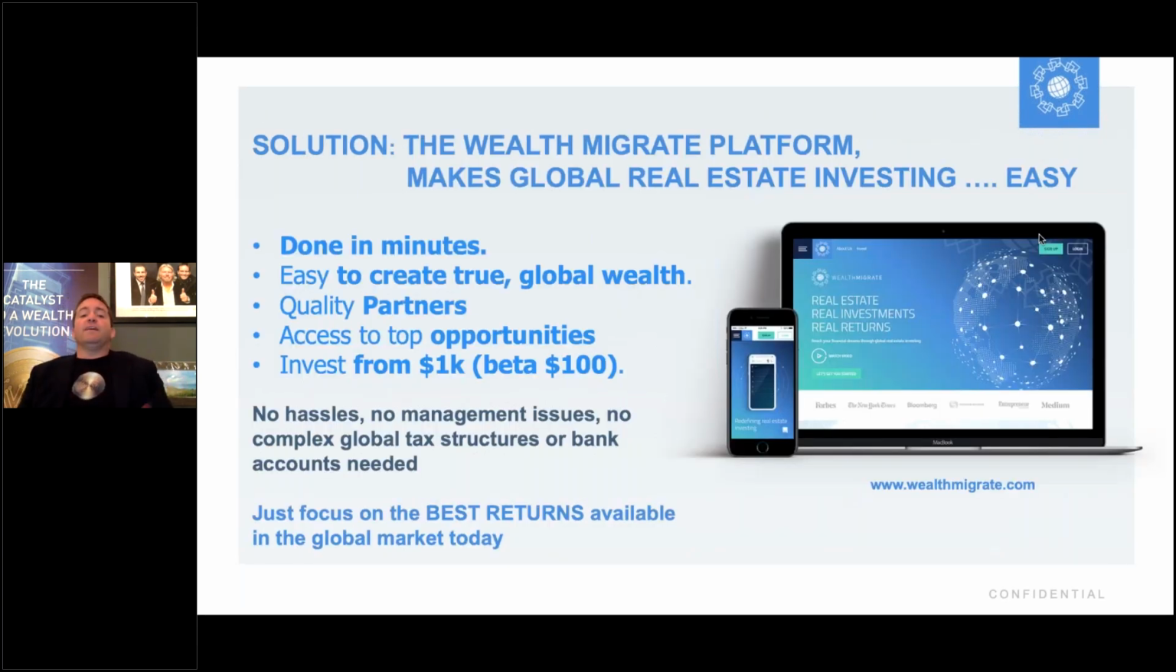So Wealth Migrate ultimately allows you now to focus on global real estate investing. What used to take months or years, you can do in minutes. You can get access to quality partners with quality opportunities. You can invest from literally $1,000. In the past, it was all about hassles, management, maintenance, broken toilets, broken taps, and that wasn't even talking about tax and structuring and bank accounts. Nowadays, you don't need to worry about any of that. You can just focus on the best returns and getting access to the best partners and building a global portfolio.